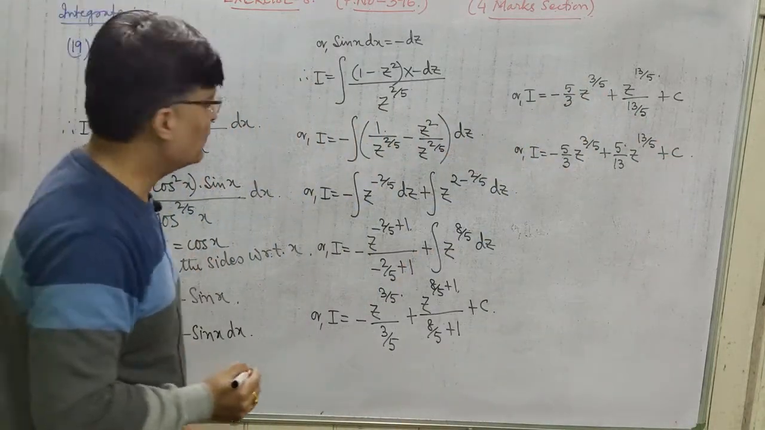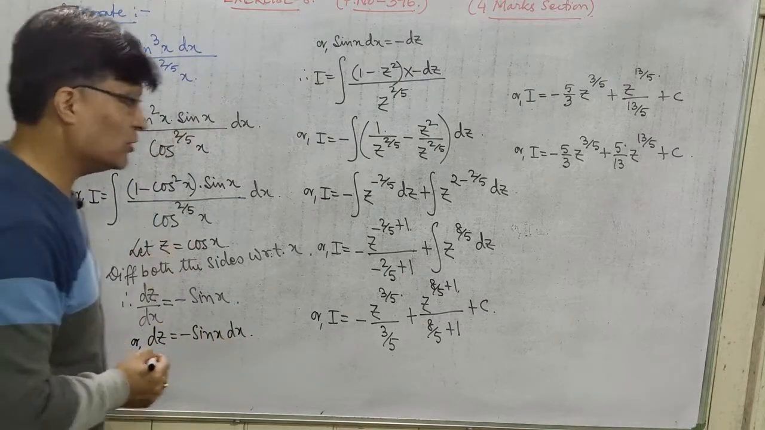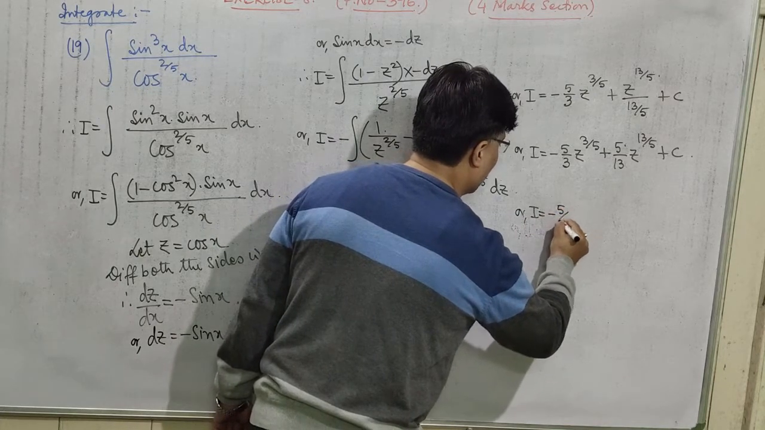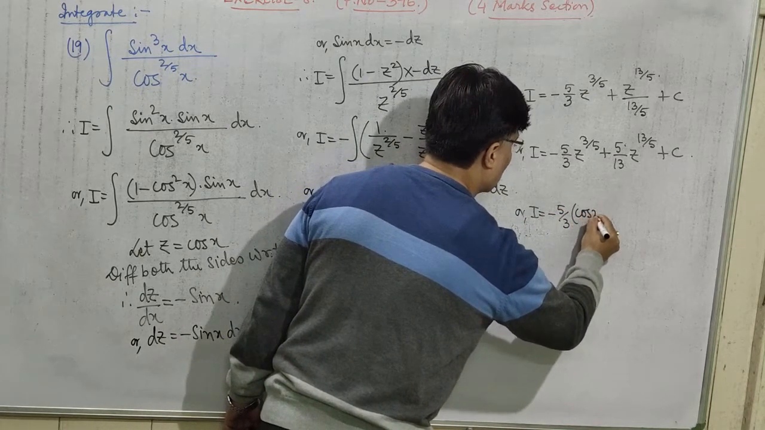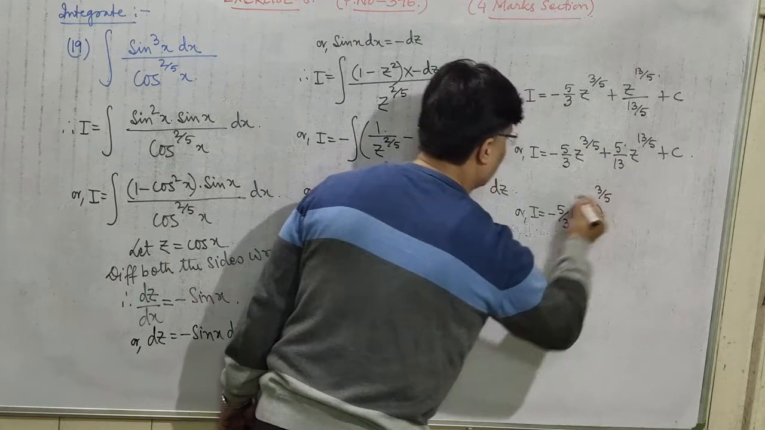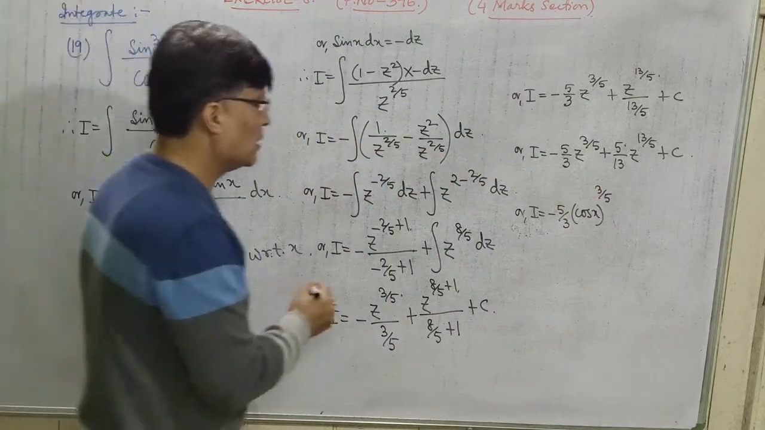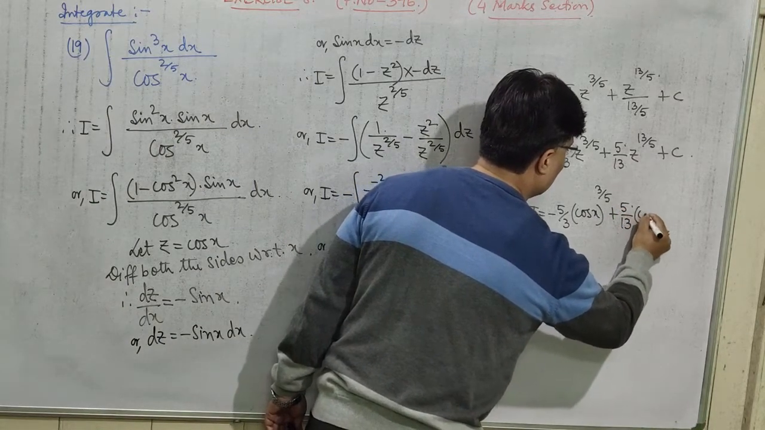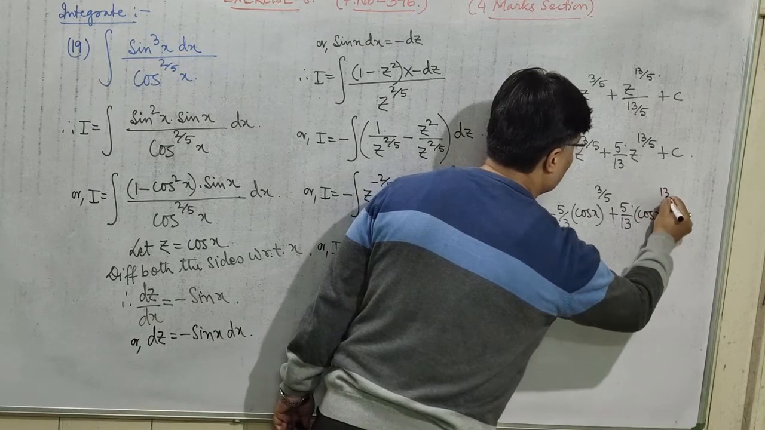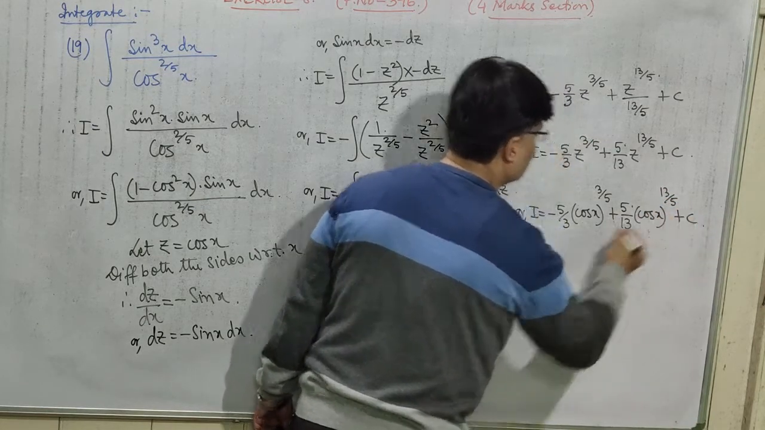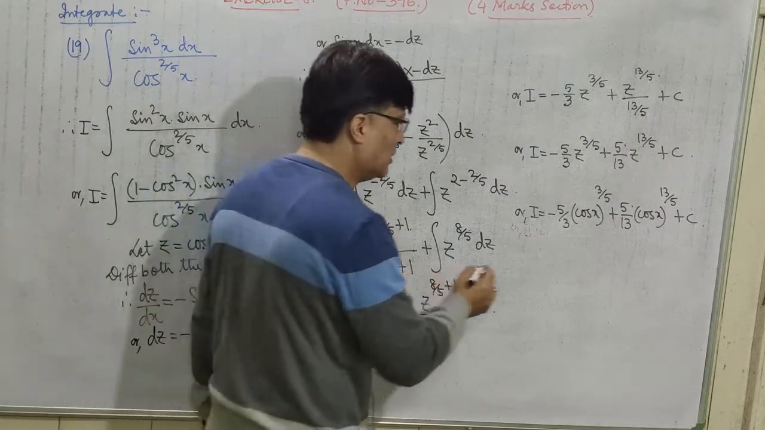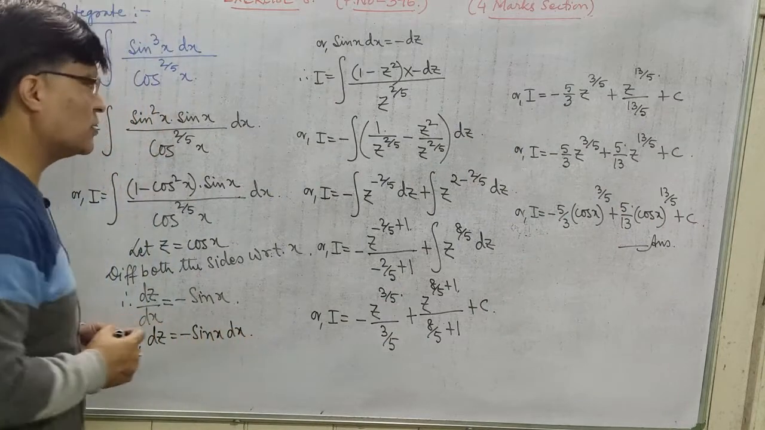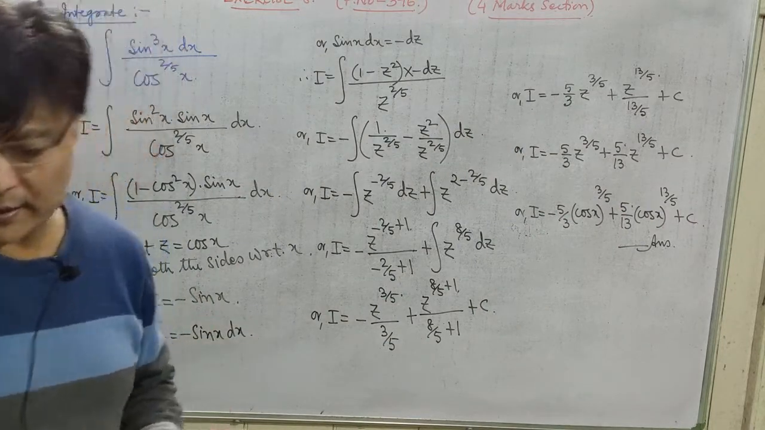So now you can put the value for z. Actually what was z? z is equal to cos x. So or I is equal to minus 5 by 3, this is cos x whole to the power 3 by 5, right? That is z is equal to cos x, plus it is 5 by 13, this is your cos x whole to the power 13 by 5 plus c. So you can keep the answer as it is. So this is the final answer. So I think you have understood it. So you can copy it. Now we'll do the next question.